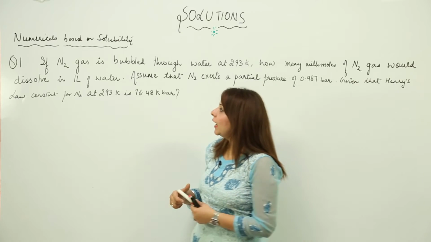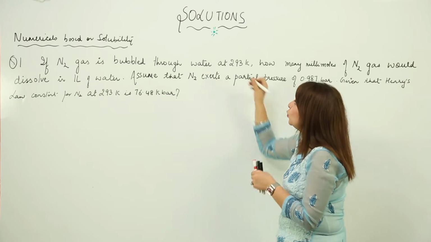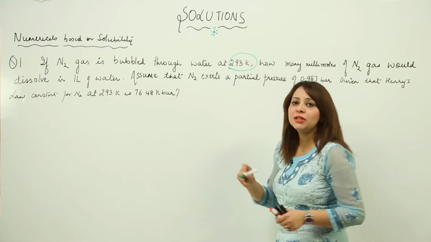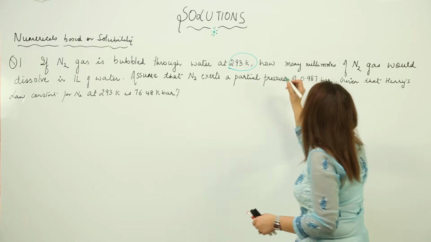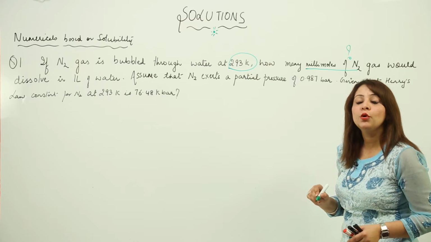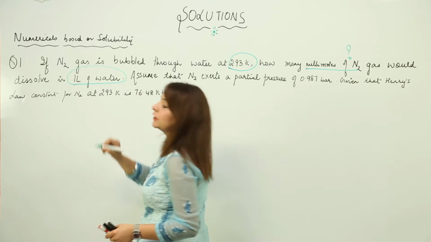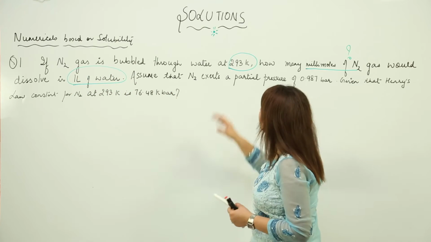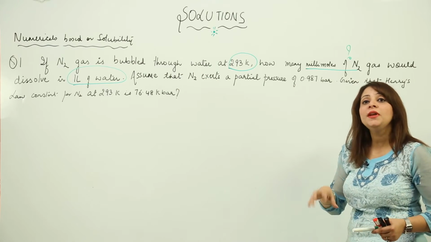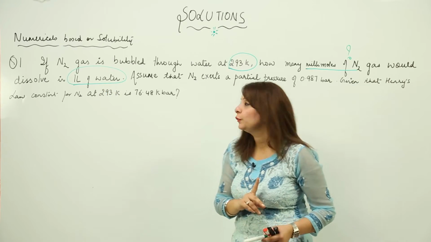What we have in this: if nitrogen gas is bubbled through water at 293 Kelvin, how many millimoles of nitrogen gas would dissolve in 1 liter of water? We have to calculate that. So this is our volume of water. That means at 293 Kelvin nitrogen gas is bubbled through water, and we need to know how many millimoles get absorbed by the water, and how much amount of water? Obviously 1 liter of water.